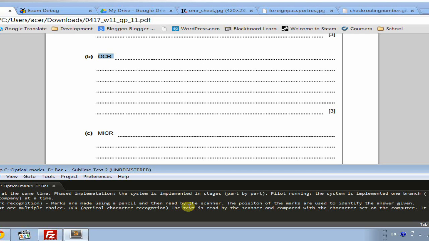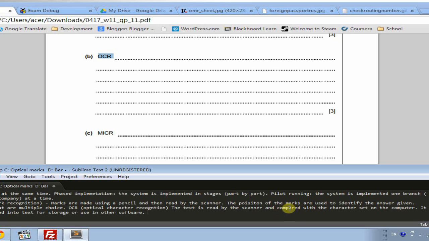It is then converted into text for storage or use in other software. Okay, so something like that would probably be a reasonable answer.